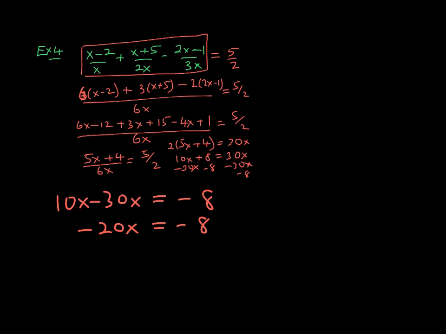To find x, what do we do? We divide -20x by -20, so -20 on both sides. So x becomes, we know that 8 and 20 have a common factor, which is 4. So 4 in 8 is 2, 4 in 20 is 5. And then the negatives cancel out. So x becomes 2/5.